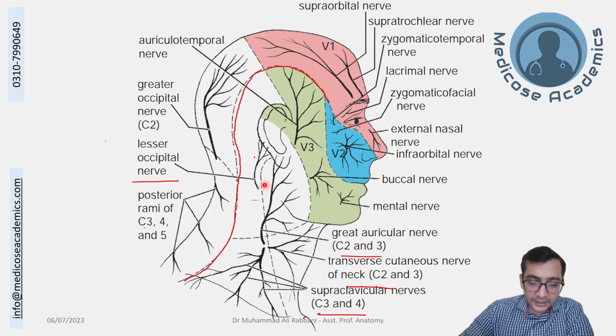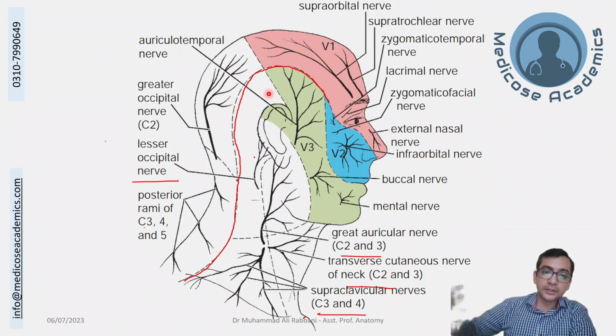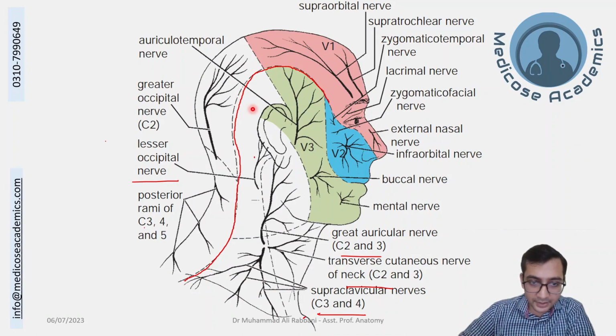The smaller nerve that exits the posterior margin of the sternocleidomastoid at the higher level and goes to the back aspect supplies the whole of the medial aspect of the ear, the inner aspect of the ear, the medial aspect of the pinna. That is the lesser occipital nerve.